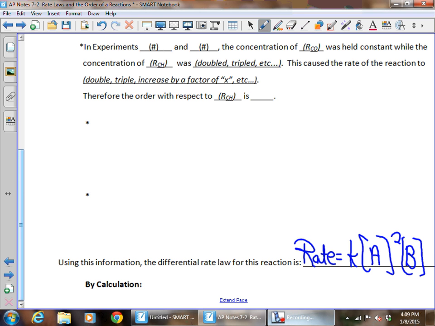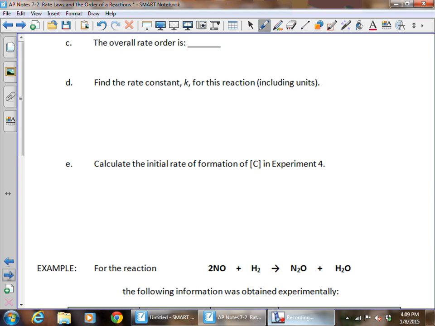So with that rate law now, we know that the overall rate order is 3. And we know that because the overall rate order is always adding up those superscripts. So in this case, since M was equal to 2 and N was equal to 1, those values add up together to give an overall rate order of 3.